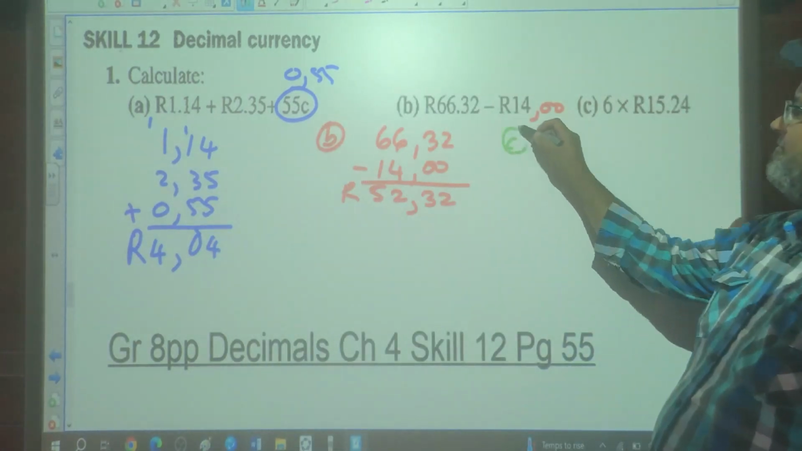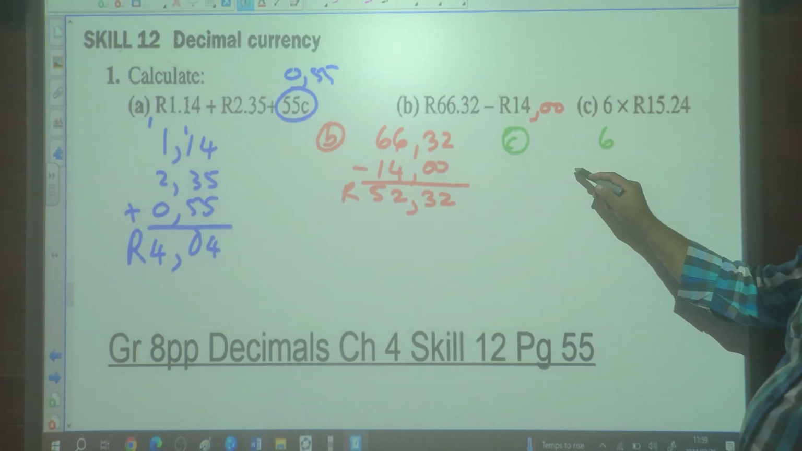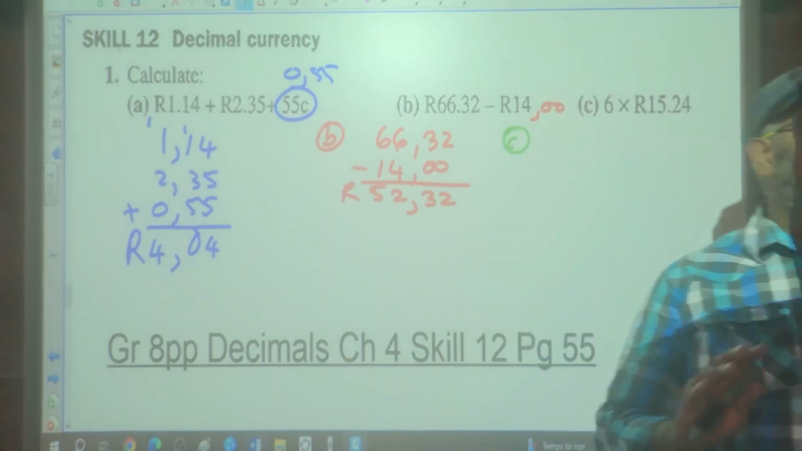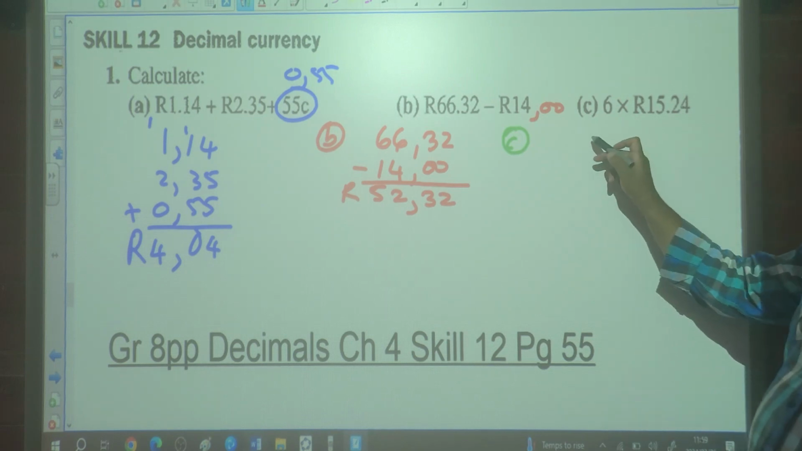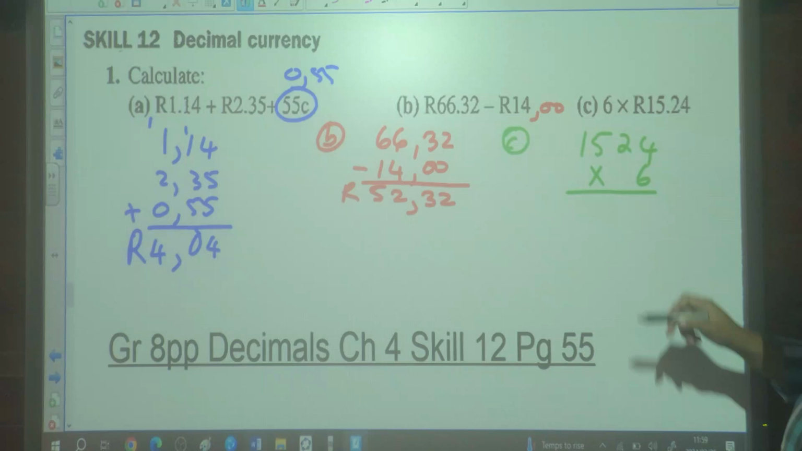Let's look at C. Here we got 6 rand, and it must be multiplied by. So what did we say when we multiply? We ignore the decimal at the beginning. Not so? So it's going to be 1524 multiplied by 6. Note that I've left out the decimal on purpose.